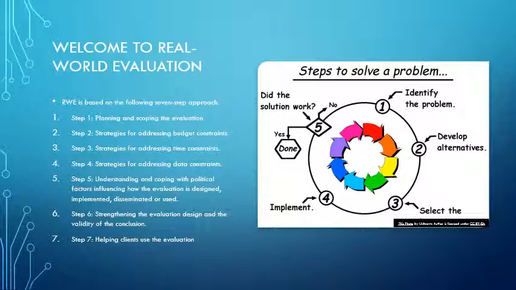Number one, welcome to the real world evaluation. Now, when you are going to conduct an evaluation of a topic, these are the 7 steps that you would want to follow. Step one, planning and scoping the evaluation. Step two, strategies for addressing budget constraints. Step three, strategies for addressing time constraints. Number four, strategies for addressing data constraints.